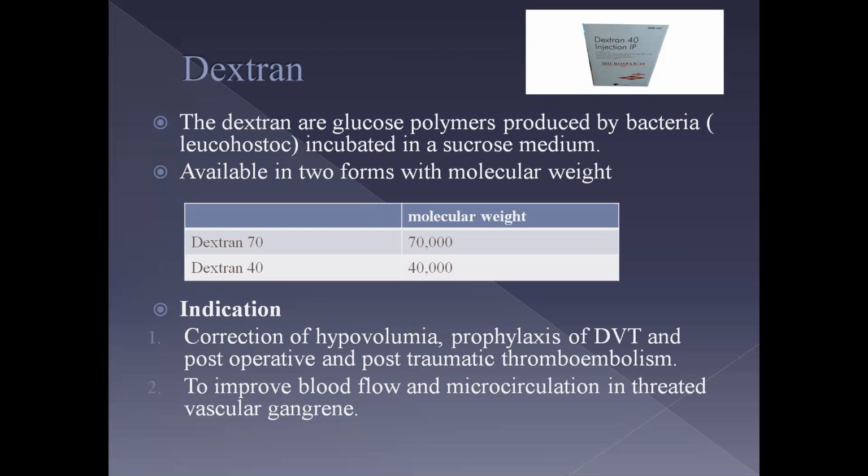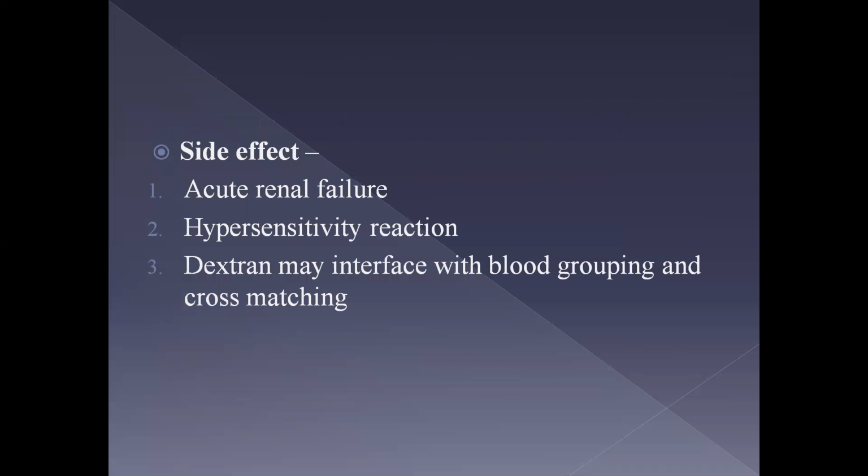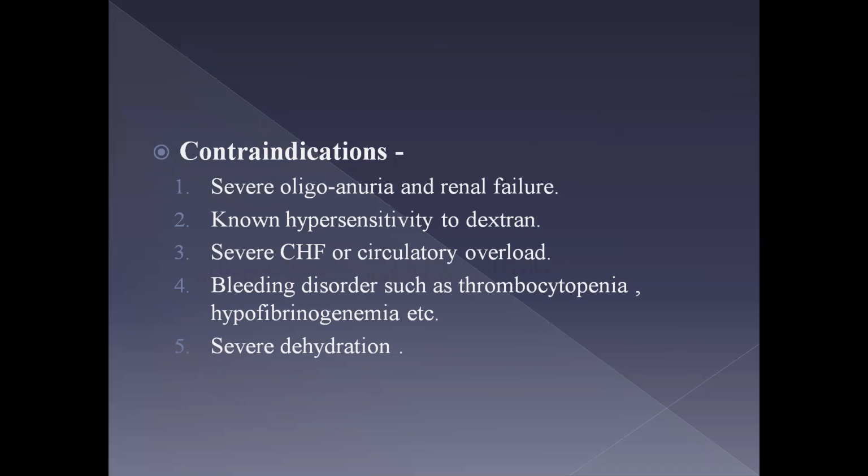in threatened vascular gangrene. Side effects are acute renal failure, hypersensitivity reaction, and dextran may interfere with blood grouping and cross-matching. Contraindications: severe anuria or severe oligoanuria and renal failure, known hypersensitivity to dextran, severe CHF or circulatory overload, bleeding disorders such as thrombocytopenia, hypofibrinogenemia, etc., and severe dehydration.